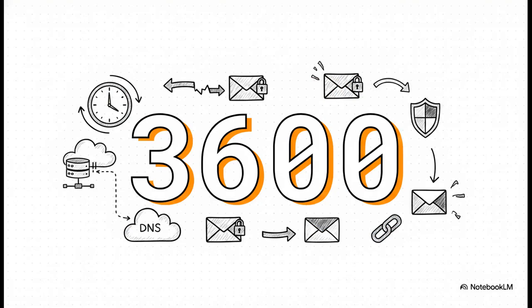And here is a highly specific but very important technical detail. When you're setting up your DKIM CNAME records in your DNS, make sure to set the time to live, or TTL, to at least 3,600 seconds. That's exactly 1 hour. If you set this too low, receiving servers are going to query your DNS way too frequently. That leads to intermittent lookup timeouts and some frustratingly random DKIM failures.